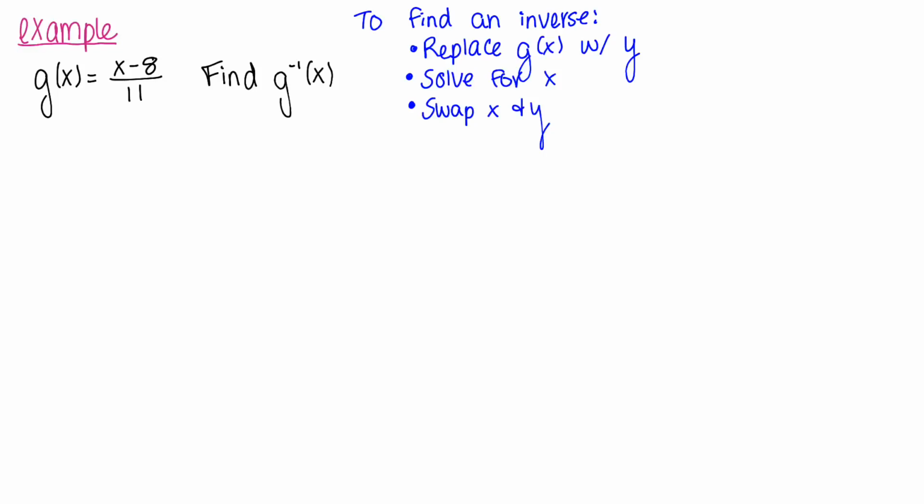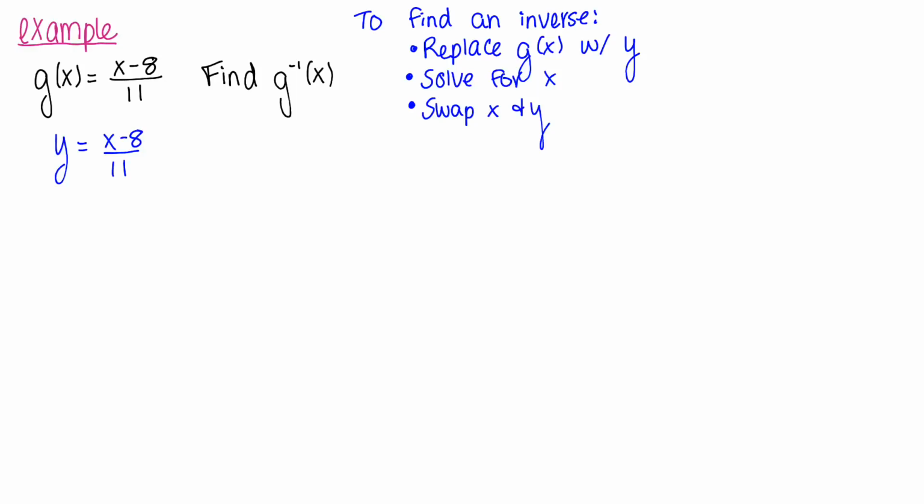So the way that we're going to do it, we're going to replace g of x with y. We already know that, right? g of x is the same thing as saying y. And then we'll solve for x, then we'll swap x and y. So I'm starting with y equals x minus 8 over 11.